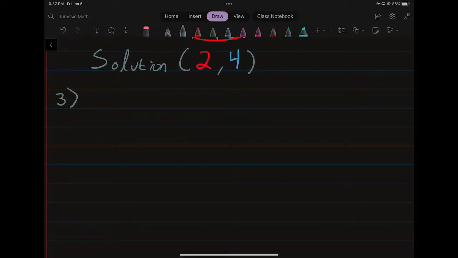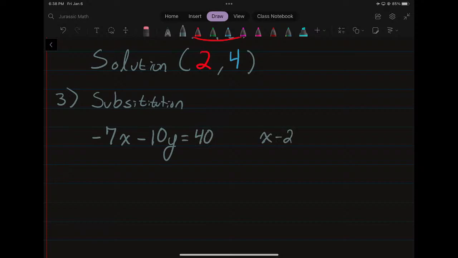So our third question. Let's see here. Once again, it is solving by substitution. And this time it's going to look way different. So negative 7x minus 10y equals 40. And x equals negative 2y. I need to space that out slightly better.